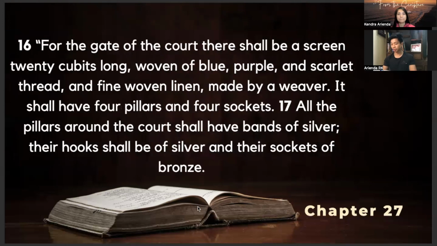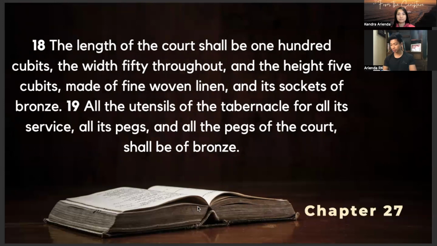For the gate of the court shall be a screen 20 cubits long, woven of blue, purple, and scarlet thread, and fine woven linen made by a weaver. It shall have 4 pillars and 4 sockets. All the pillars around this court shall have bands of silver. Their hooks shall be of silver and their sockets of bronze. The length of the court shall be 100 cubits, and the width 50 throughout, and the height 5 cubits, made of fine woven linen, and its sockets of bronze.